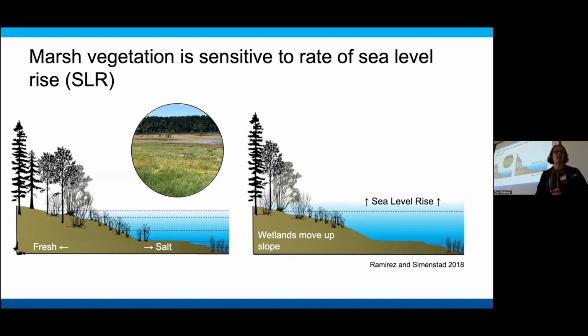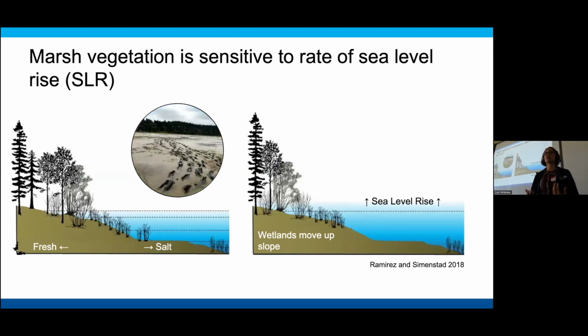As sea levels rise, the area of optimal elevation and salinity for marshes is going to move landward or up the slope. And if they get submerged too frequently, they're going to lose their vegetation and convert to mudflats. And mudflats aren't bad by any means, but they do have potentially less ability to store carbon because that vegetation is no longer there pulling carbon out of the atmosphere.